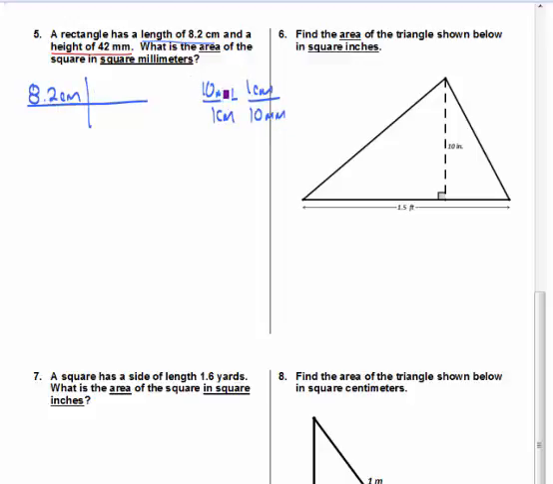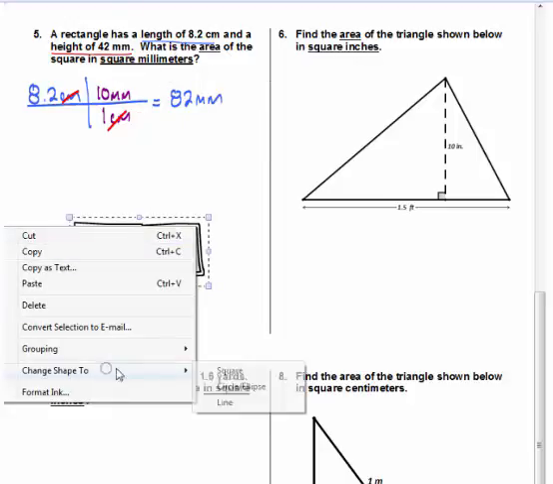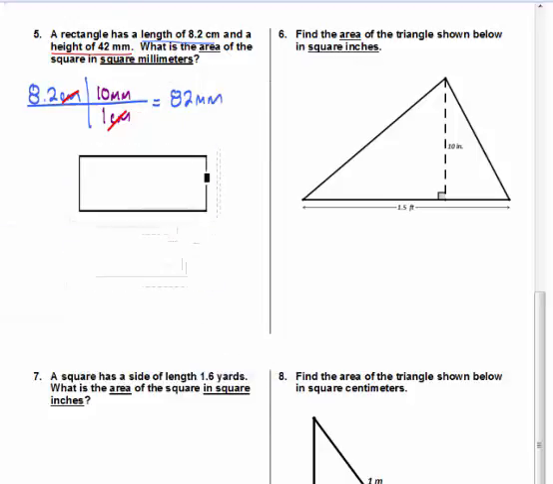And so you can hopefully see that I want to use this one right here, so I'm going to write 10 millimeters over 1 centimeter, and just like I would hope then, the centimeters divide out, and so you just multiply straight across the top, and this would end up with 82 millimeters. And then we can draw a rectangle to kind of show the work. And we've just determined that the length is 82 millimeters.